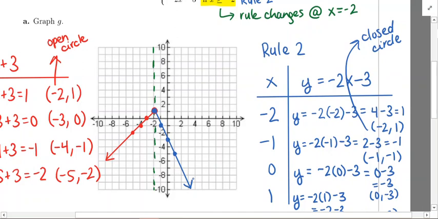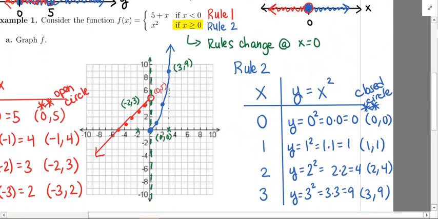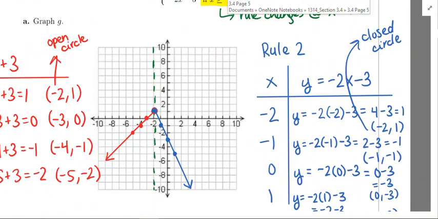This is the complete graph. This is different here. If you go back to example 1, we had 2 pieces that were not connected. But this time we have 2 pieces that are connected. It just depends upon your function whether your pieces will be connected or not connected.